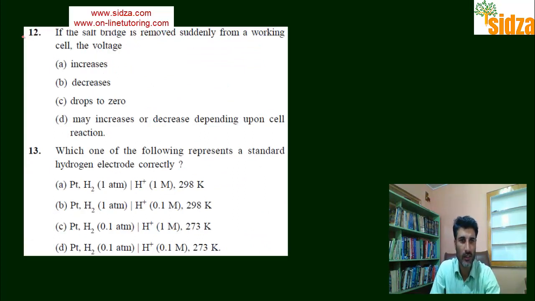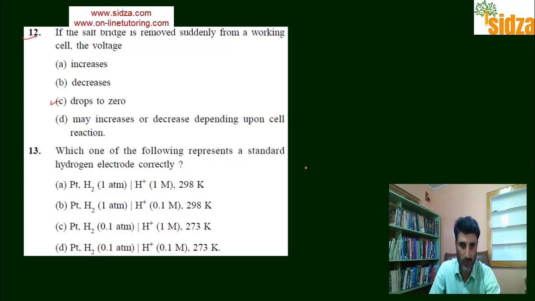Other question number 12. If the salt bridge is removed suddenly from a working cell, the voltage drops to 0, right? It will drop to 0. The electrode potential difference will become 0. So which of the following represents a standard hydrogen electrode?